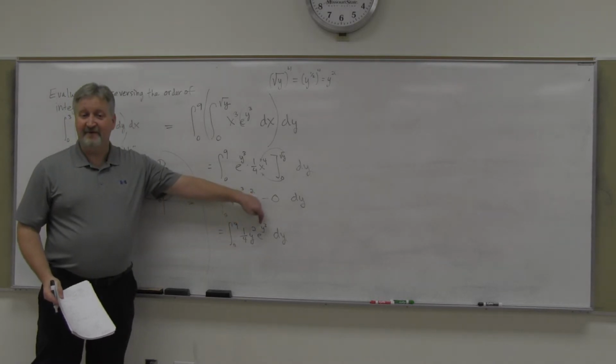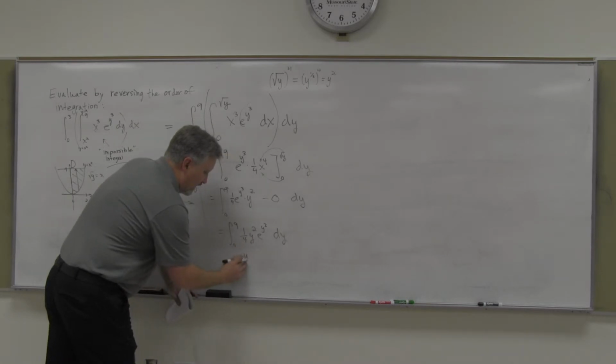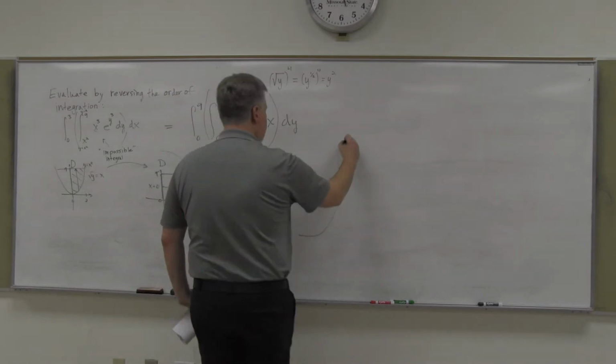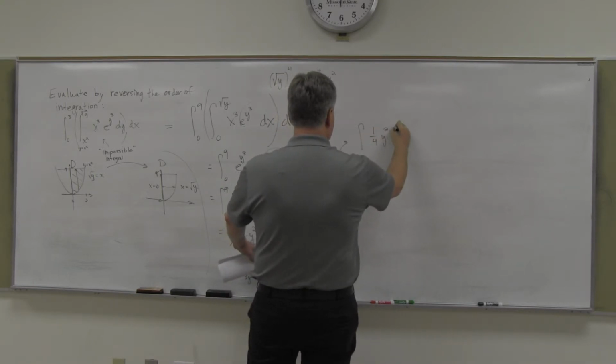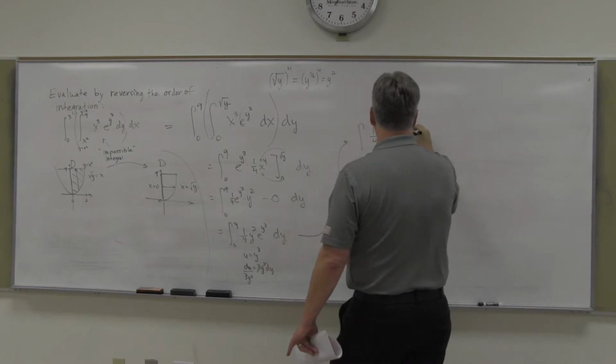U sub, yeah, u sub's going to work, because I have a y squared in front there. U equals y cubed, and so du would be 3y squared dy. So divide by 3y squared. And so that's going to be the integral now, 1/4 y squared e to the u, because that's what I call u. And then dy is du over 3y squared.